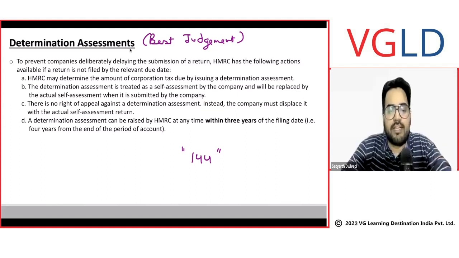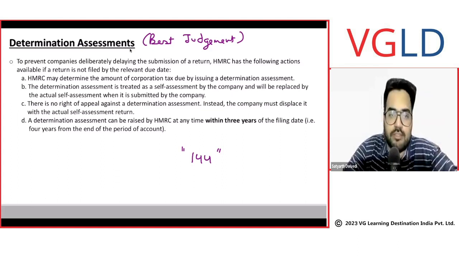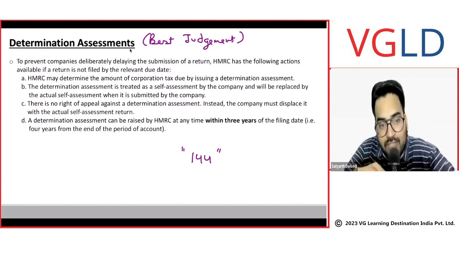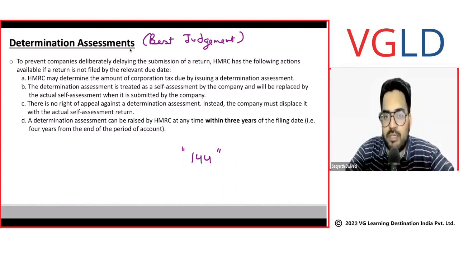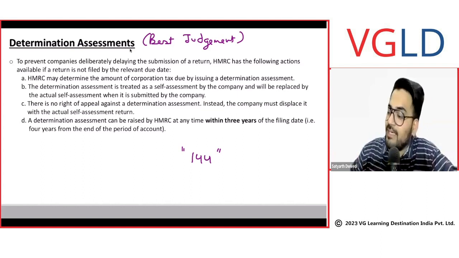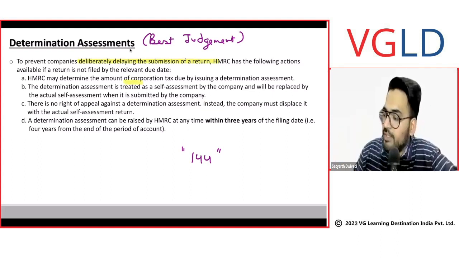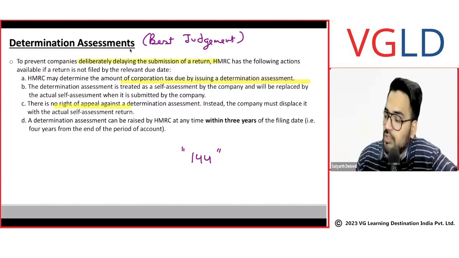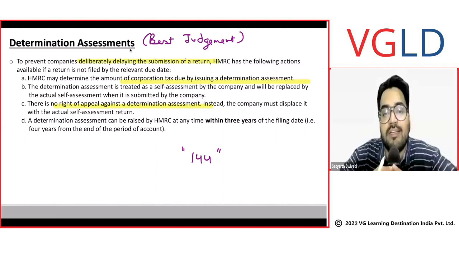Okay. So basically determination assessment says that if you are not going to give your self-assessment, then HMRC has the power to decide your self-assessment. And it will be treated as if this self-assessment you have given. There is no appeal against this determination assessment, because companies can deliberately delay, which HMRC does not want. So HMRC will determine the corporation tax due by issuing a determination assessment. So there is no right of appeal against a determination assessment. Instead, you have to replace this determination assessment with your actual self-assessment return.